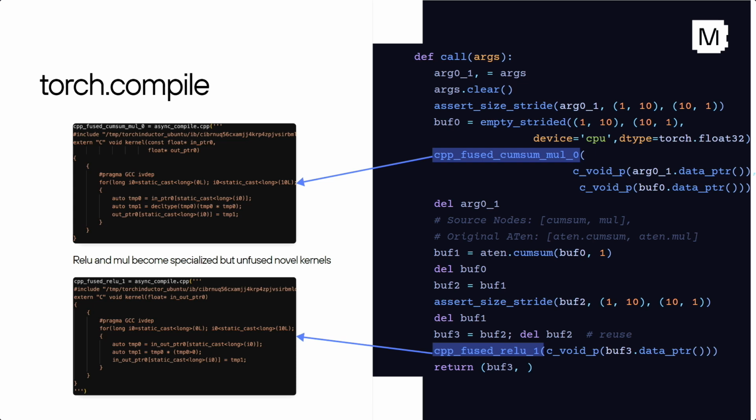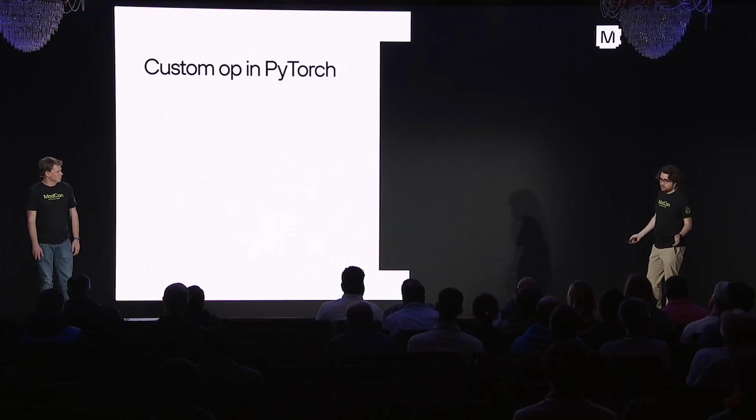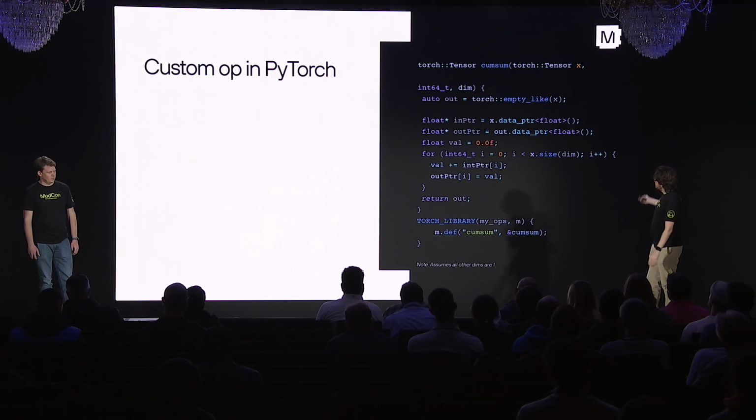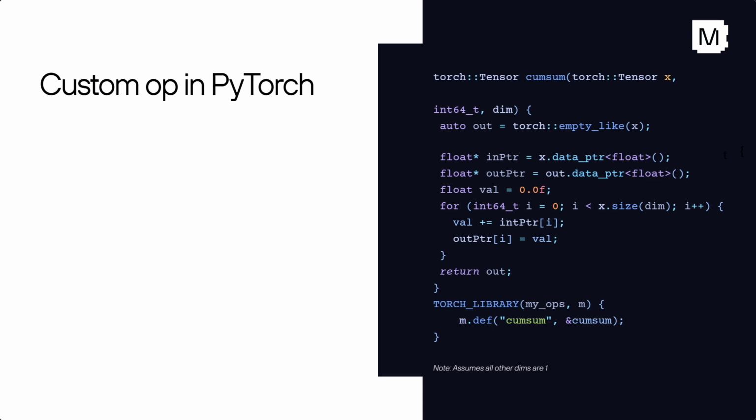Yeah, so if Torch compile doesn't help me get more performance on this model, what else can I do? So another option is you can write a custom op in PyTorch. And so here we've written a cumulative sum in PyTorch, and this is specialized on float. So if you want to specialize on other types, you still have to stamp out a new kernel for each type you want to support, and it has to be written in C++.